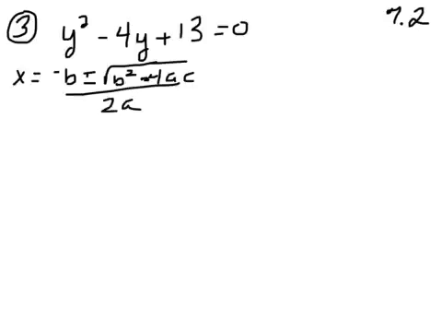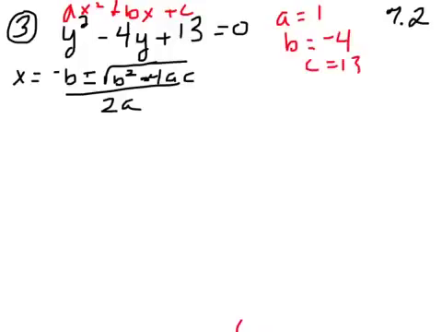So if we look at this and we label it, remember my coefficients are the a, b, and c, thinking ax squared plus bx plus c. And so my a here is going to be the coefficient of y squared, which is 1. My b is a negative 4, and my c is a 13. I'm basically just pulling those numbers off with the signs that go with them.